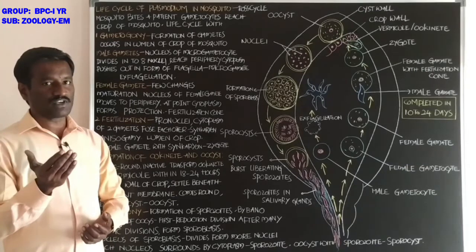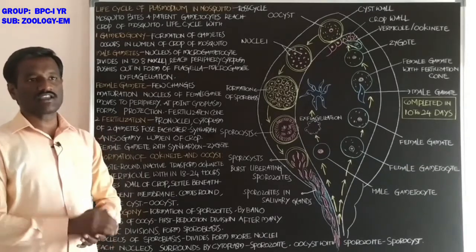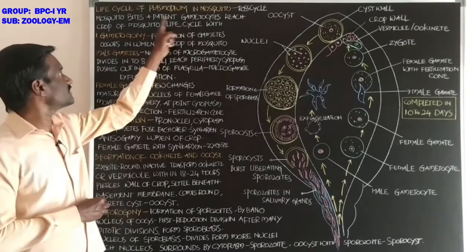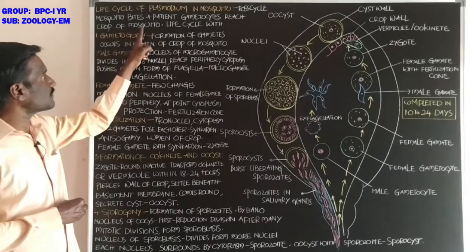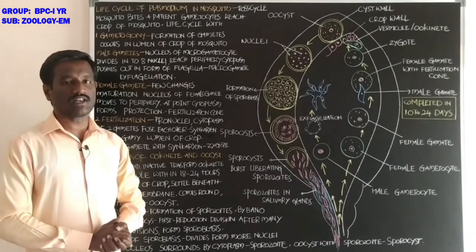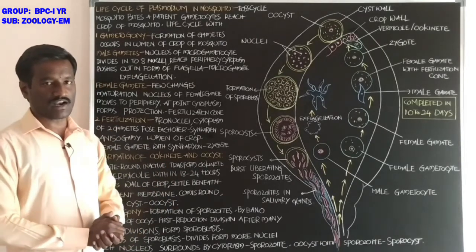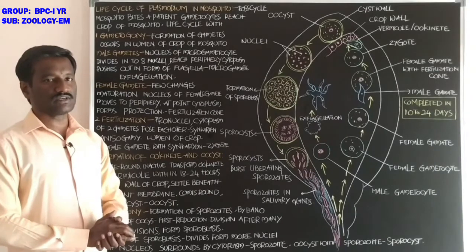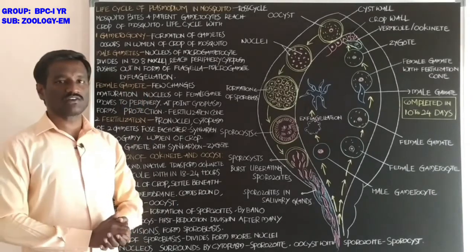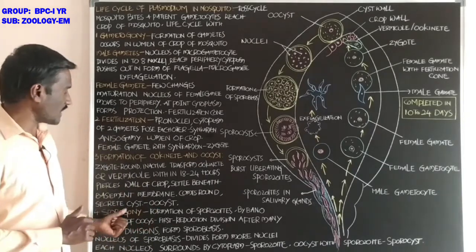A female Anopheles mosquito bites the malaria patient. The gametocytes enter and reach the crop of the female Anopheles mosquito. The entire life cycle within the body of the female Anopheles mosquito has gametogony, fertilization, formation of ookinete and oocyst, and finally sporogony.